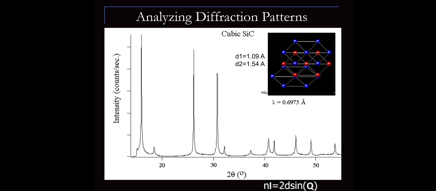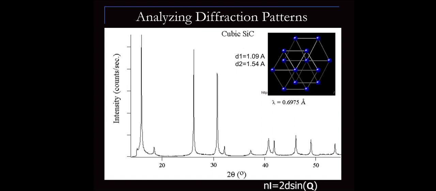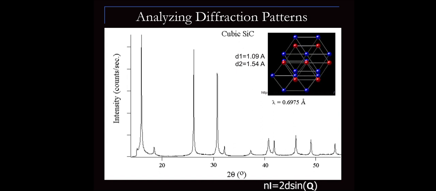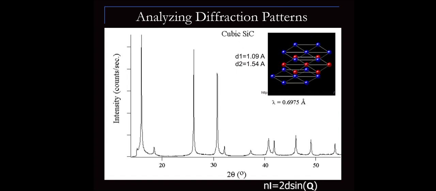This is a cubic lattice. d1 is equal to 1.09 Å, d2 is 1.54 Å, wavelength is equal to 0.697 Å. This is the intensity. This is the wavelength. n lambda is equal to 2d sine theta.